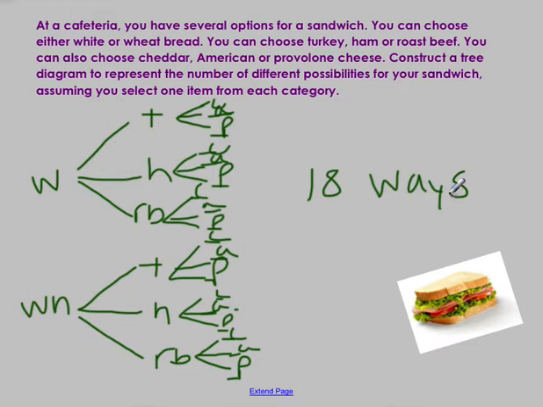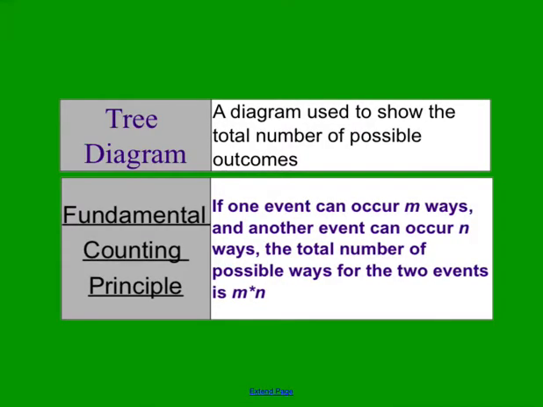Well, geez, that was a whole lot of work. Imagine if you had to do that for every single math problem for the rest of this unit. Not so fun, right? There's got to be an easier way. So let's take a look at this fundamental counting principle idea.